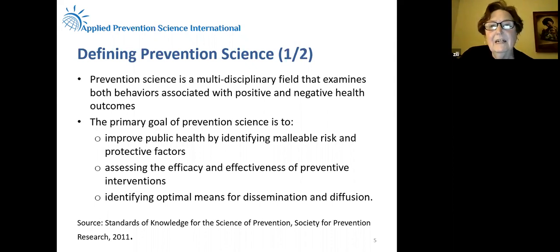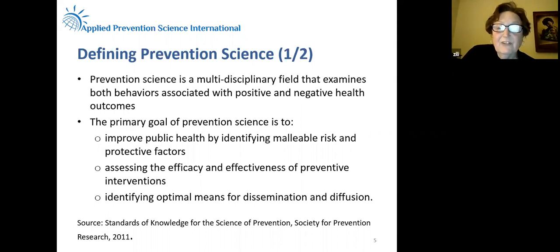I think what's important in this slide is that prevention science, wait, let's step back a minute. When we sat down and tried to decide how we wanted to define this, we asked what it is about prevention science that makes it different from sociology, psychology, epidemiology, et cetera? That guided us to define it as a multidisciplinary field, because it draws from all of those fields. It examines behaviors associated with both positive and negative health outcomes. And the goal of prevention science, as we say here, is to improve health by looking at vulnerability factors and risk and protective factors and addressing them.